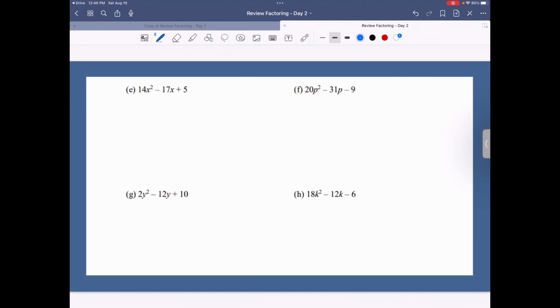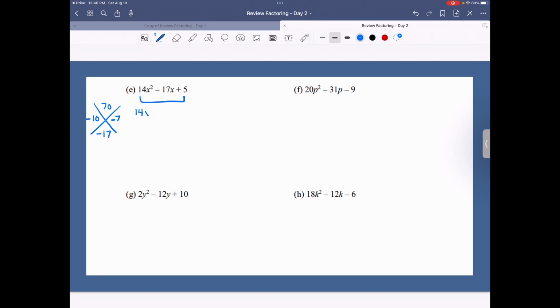Okay, let's see if this works. So we have 14 times 5. Well, 5 times 4 is 20. 5 times 10 is 50, so that's 70. And it's positive, but we need it to add up to a negative 17. For it to be positive, we can make both factors negative. 10 times 7 is 70. When we add those, we get positive 17. If we make them both negative, we get negative 17.